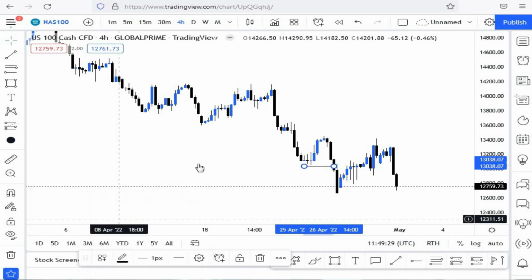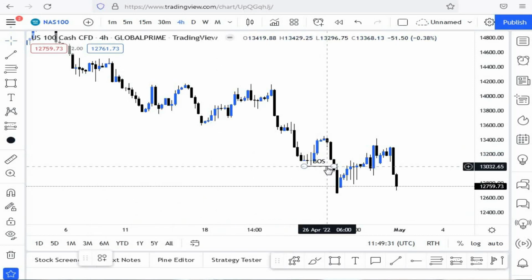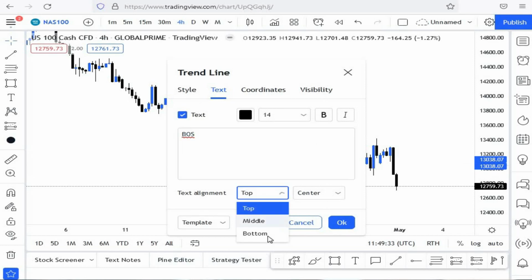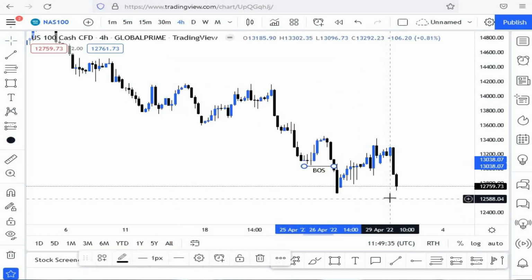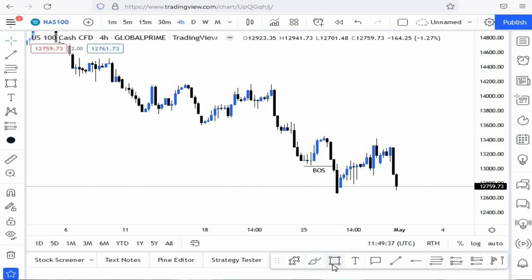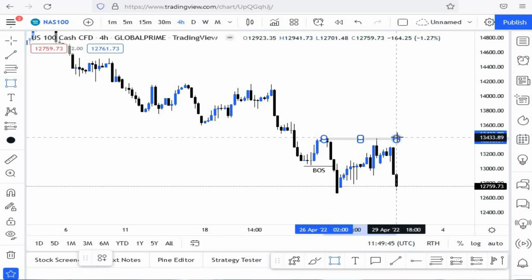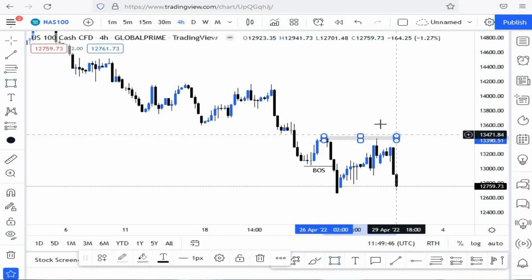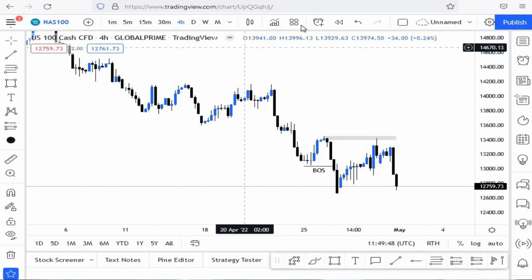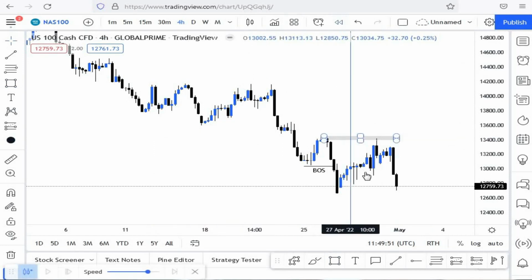So this was a break of structure, and we did share this setup in our free Telegram channel. And as you can see, this was a break of structure, meaning we didn't have any opposite candlestick, meaning this was our supply zone area right there. But before we go there, let us explain what happened here.